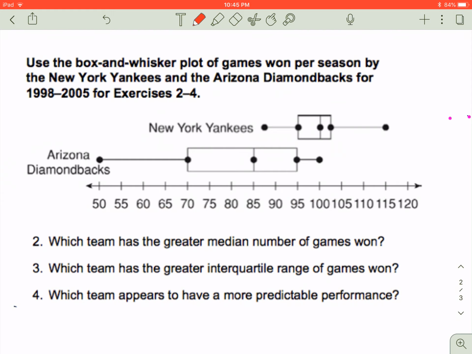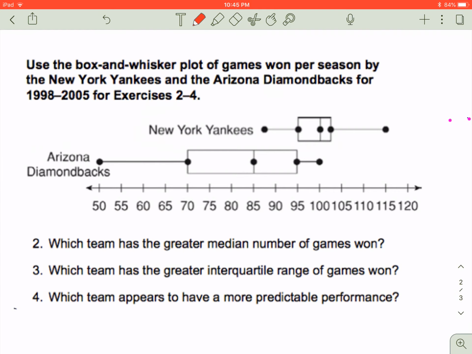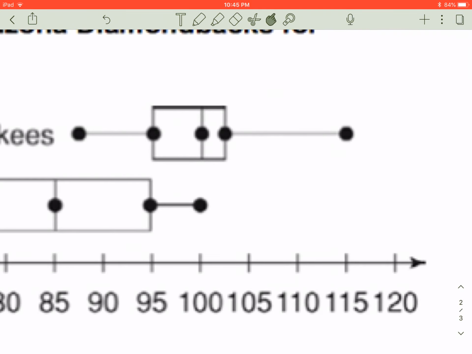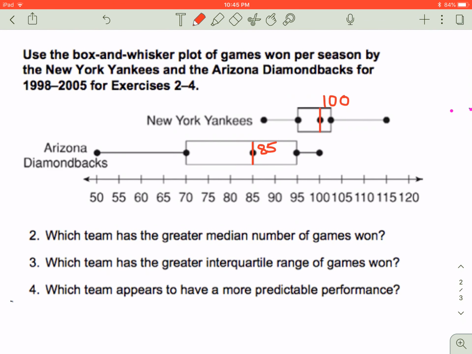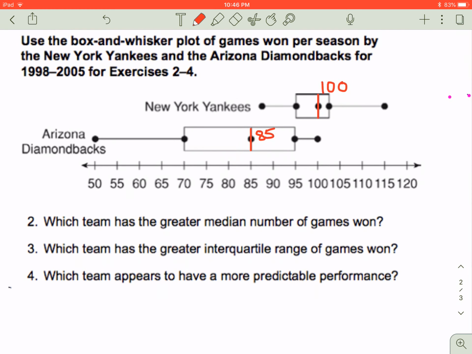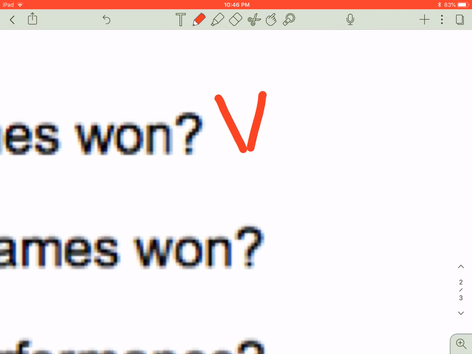Well, the median is the middle number. So when we look at box and whisker plot, it'll be our middle dot. So the median number of wins, the Yankees, well, if I zoom in a little bit on the Yankees, the middle dot is this one right here. It's this line going through it. And that's approximately 100 wins. For the Diamondbacks, the middle dot, the line that goes through the box, is right there. So they had about 85 on median. So which team had a greater median? Well, the Yankees had 100 compared to 85, so that would be the New York Yankees.